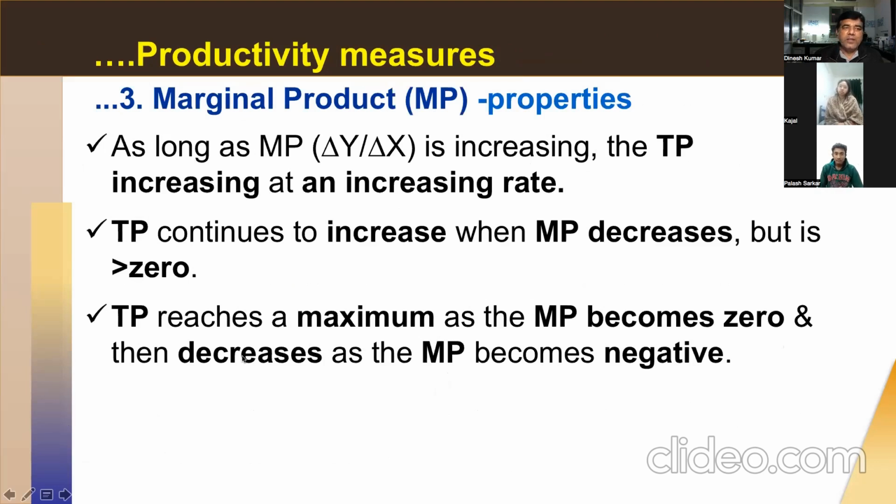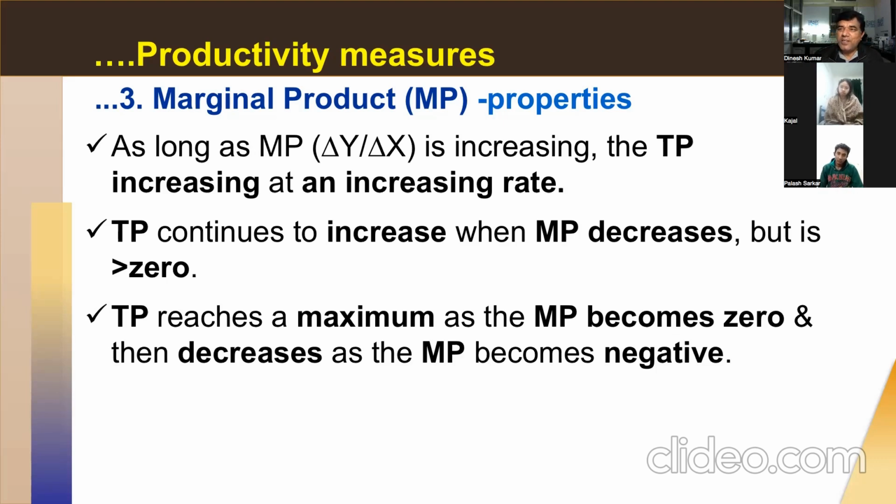Marginal product properties. As long as MP is increasing, the TP is increasing at an increasing rate. TP continues to increase when MP decreases, but it is greater than 0. In stage 2, it happens, but MP is more than 0. TP reaches a maximum as the MP becomes 0 and then decreases as the MP becomes negative. So this is the start of stage 3 or end of stage 2 where your TP is maximum, MP is 0. And the third phase is the law of diminishing return.